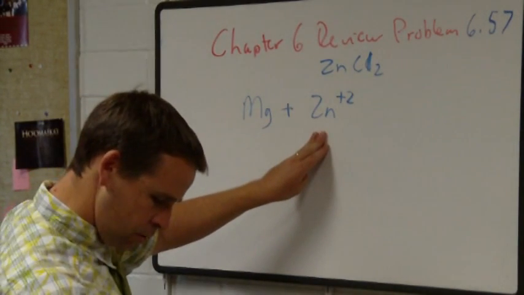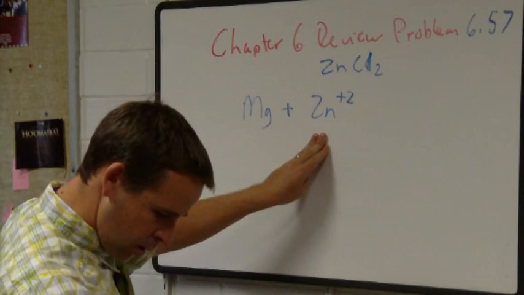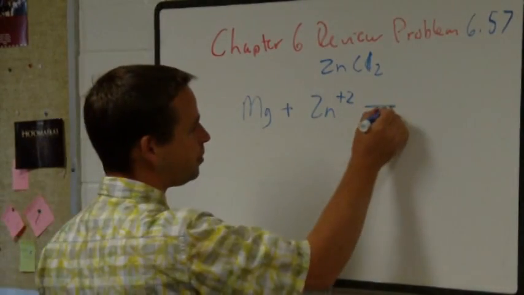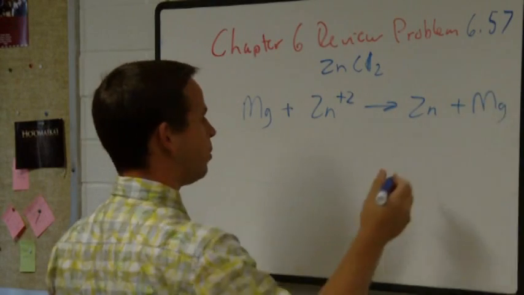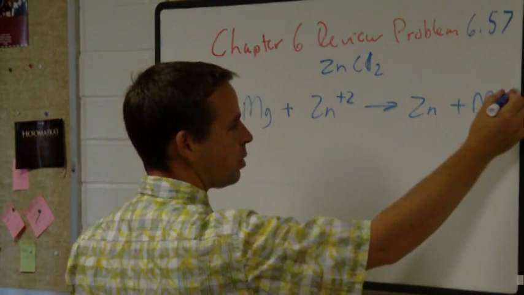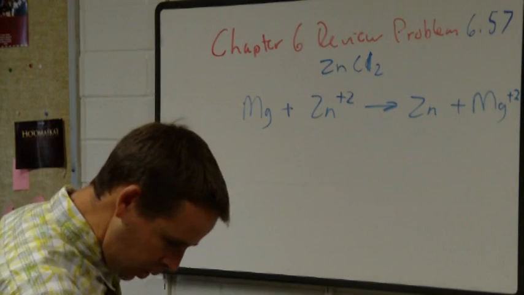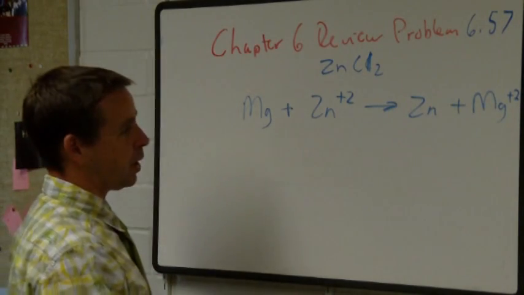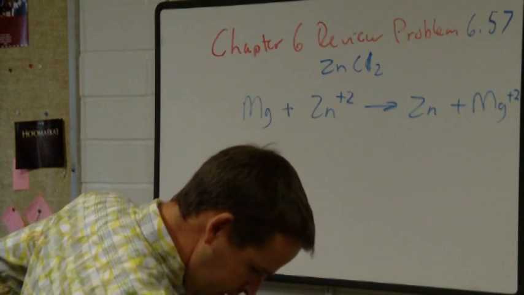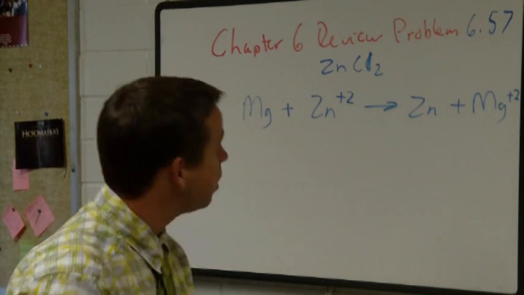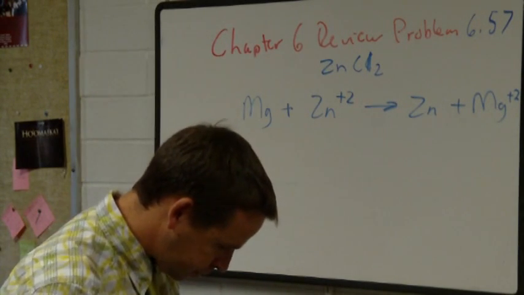So it's zinc plus 2, which makes sense. And zinc is becoming metallic at the expense of magnesium giving up its electrons. Okay, so that looks like what is happening, and that's it. Write the balanced equation for the reaction depicted in the following. 657.